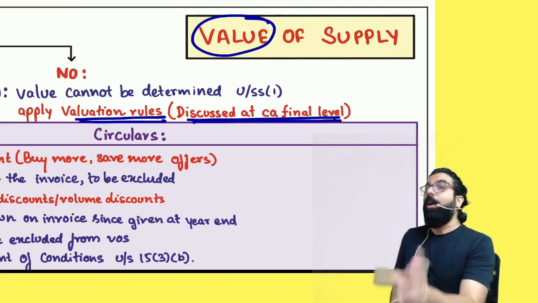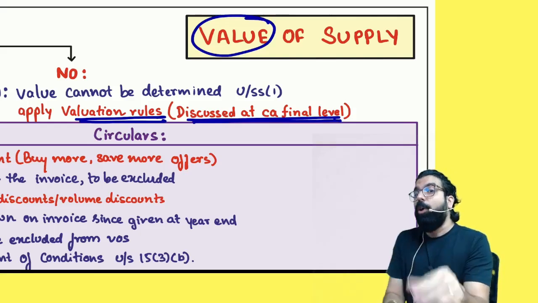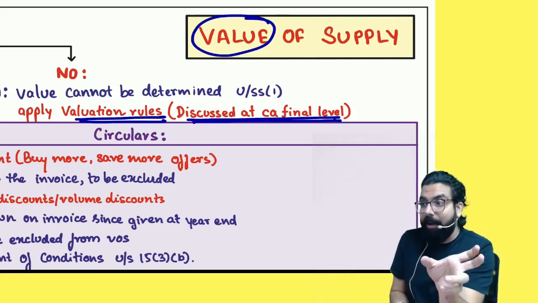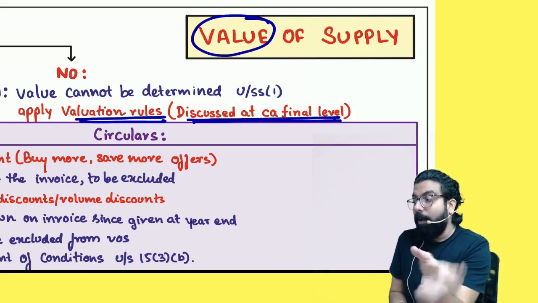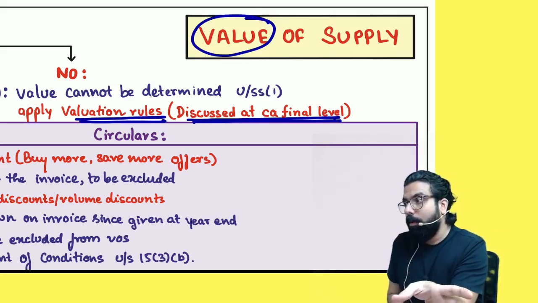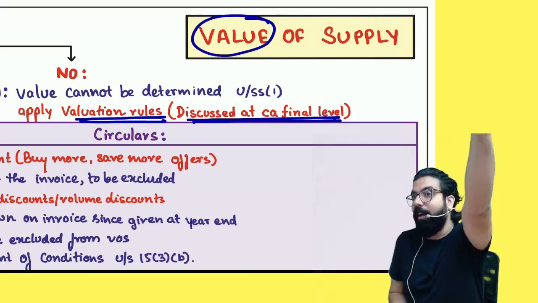You getting my point? On what amount? Listen. Without consideration also it's a supply, and we have to pay GST. But on what amount, that you will not learn now. You will learn in CA.